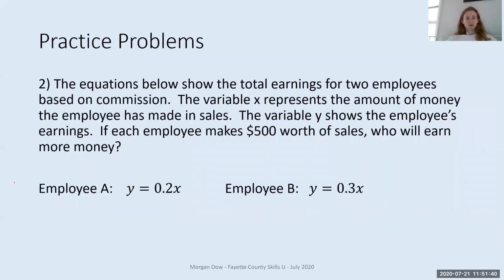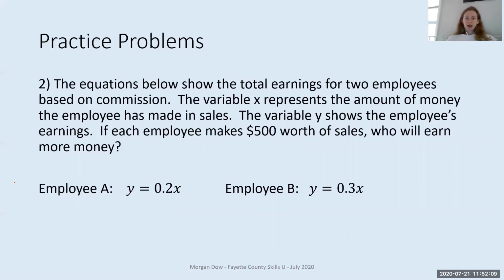All right, number 2, the equations below show the total earnings for 2 employees based on commission. So commission is where you earn a percentage of the sales that you make. I think that's the case a lot of the time if you're working in something like car sales. You earn a percentage of the value of the cars that you sell.